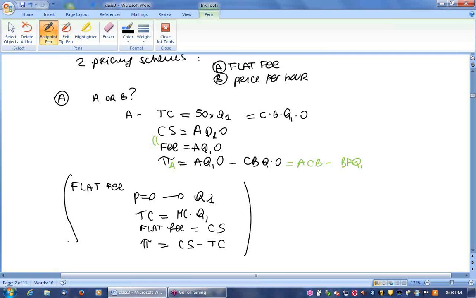Exactly. So here the price is 0 because we are not charging per hour. So they are not paying per hour. They are only paying at the beginning. Okay? Questions? Okay, so this is something very standard. It's something theoretical. You should have seen it in class.